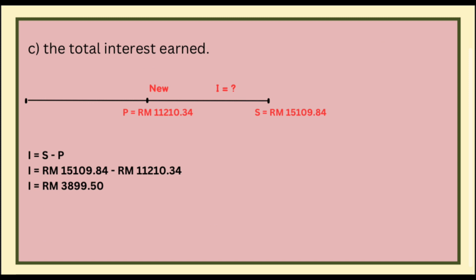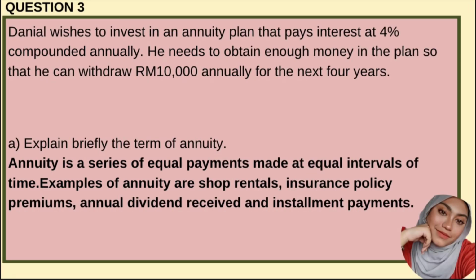The last part of question 2 is to find the total interest earned. We can use the formula I equals S minus P. Our P is RM 11,210.34 and our S is RM 15,109.84. So S minus P, we will get RM 3,899.50. That is our total interest earned. So now I'm going to brief question 3.